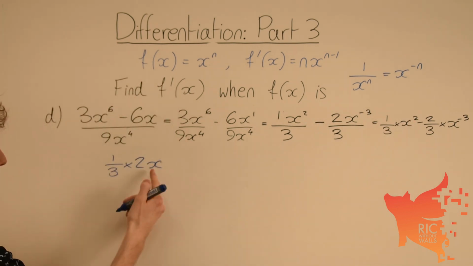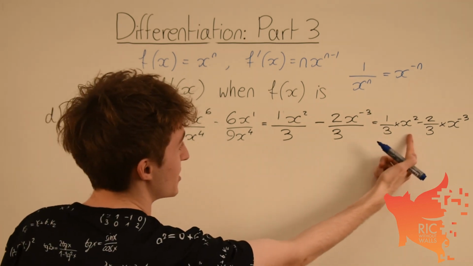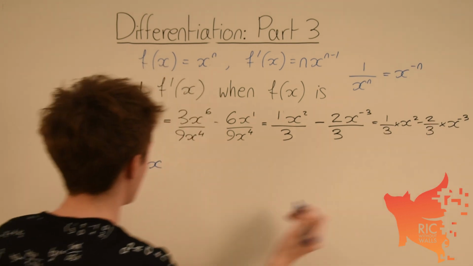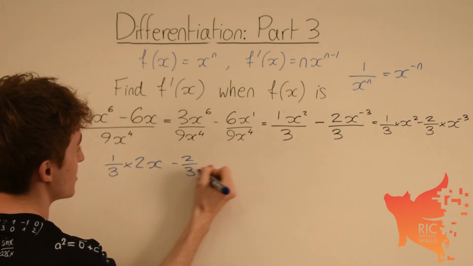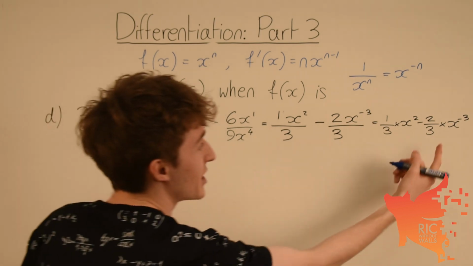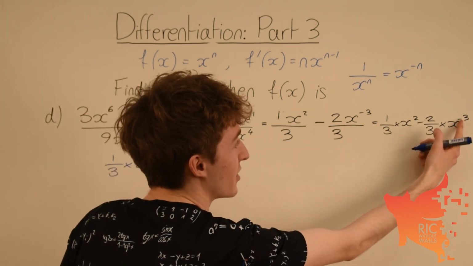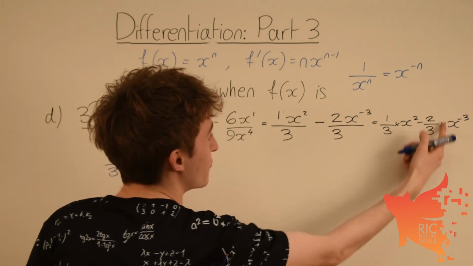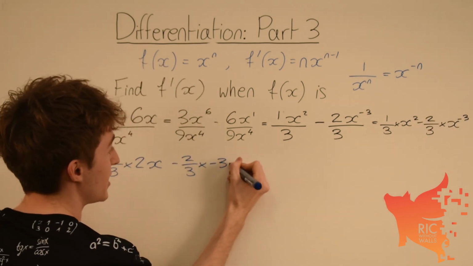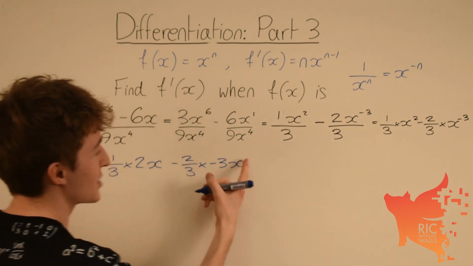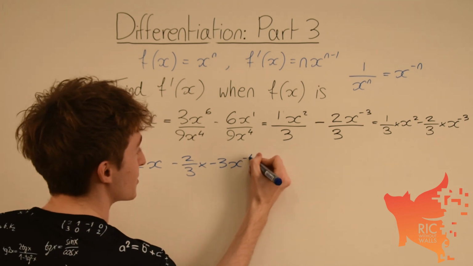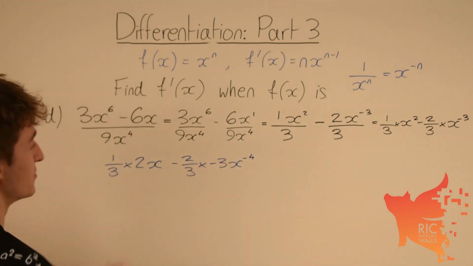And we don't need to write the 1 because x to the power of 1 is just x. So that's the first term differentiated. Okay, moving on to the second term, we're going to copy down this minus 2 thirds times. So we get minus 2 thirds times whatever we get by differentiating x to the minus 3. So to differentiate x to the minus 3, we bring the minus 3 in front of x to become minus 3x, and then we subtract 1 from this power of minus 3, which is going to be minus 4, because minus 3 minus 1 is minus 4.